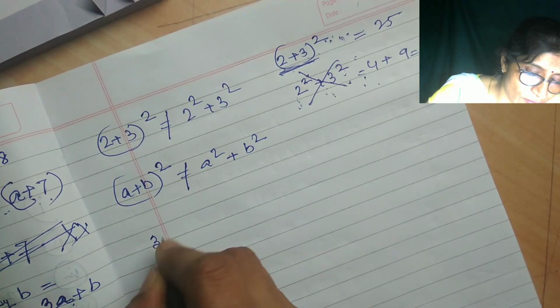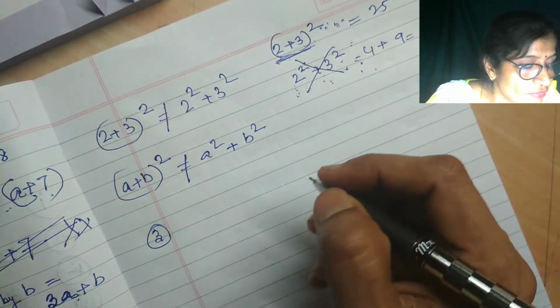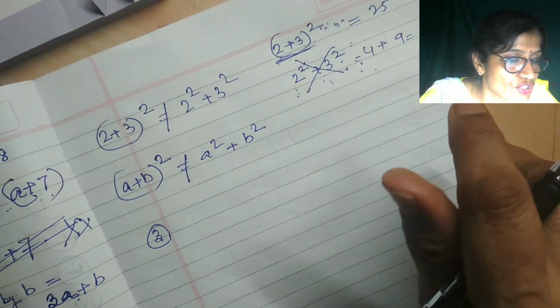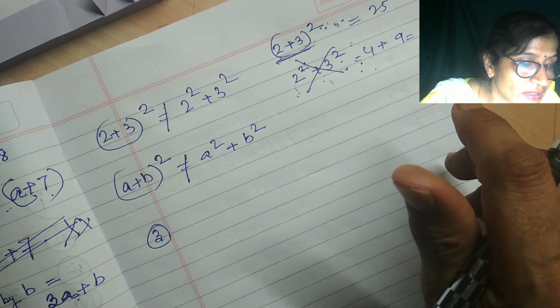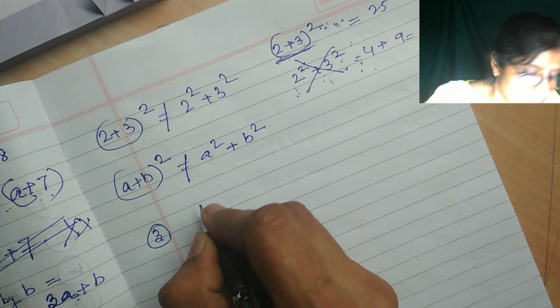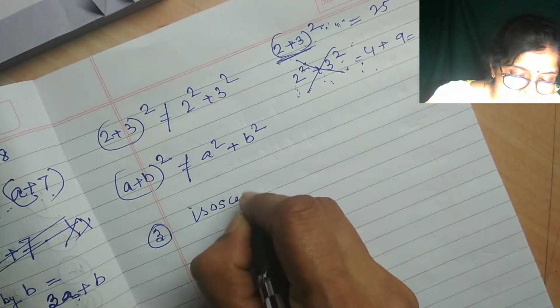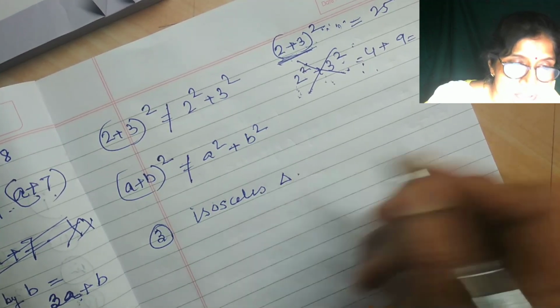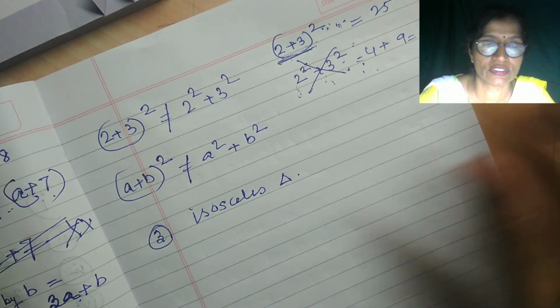Next, the perimeter of an isosceles triangle with each of the equal sides as x centimeter and the third side as y centimeter. You know isosceles triangle? What is an isosceles triangle? Two sides are equal, but the third side is not equal. Then that one is known as an isosceles triangle.